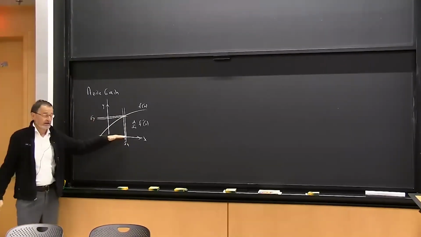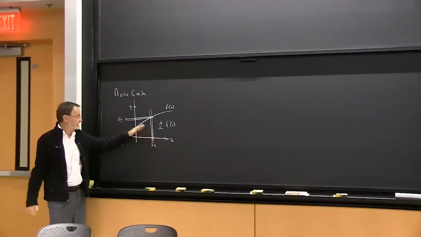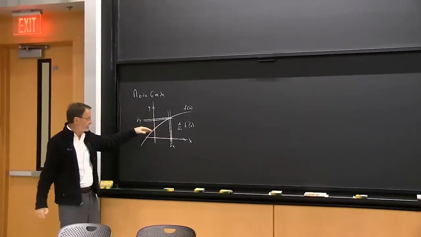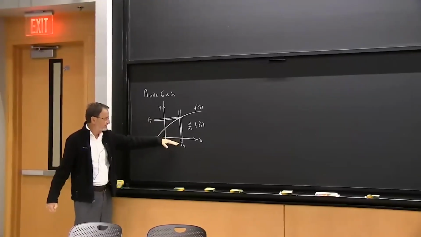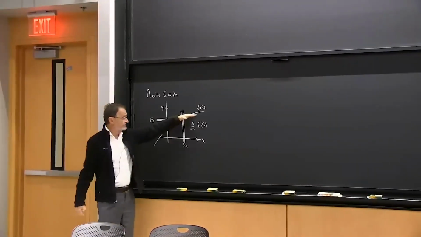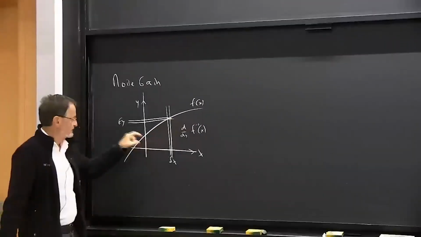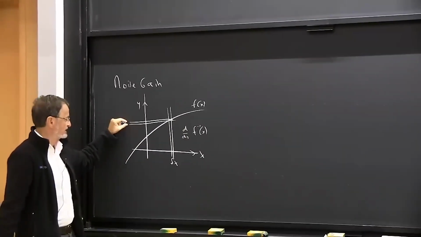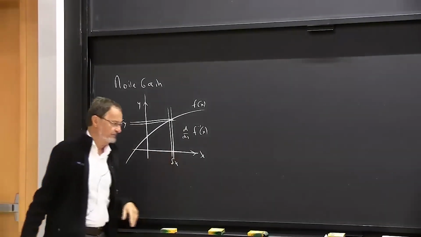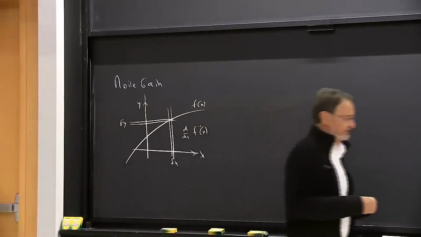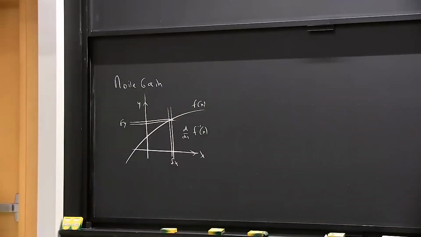So x, in this case, is the unknown quantity, and y is the measurement we're making, and we're trying to estimate x. And obviously, if this curve is very low slope, then a small error here can be amplified into a large error there. So that's very simple in the 1D case.